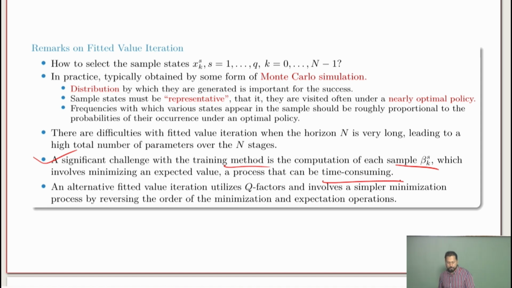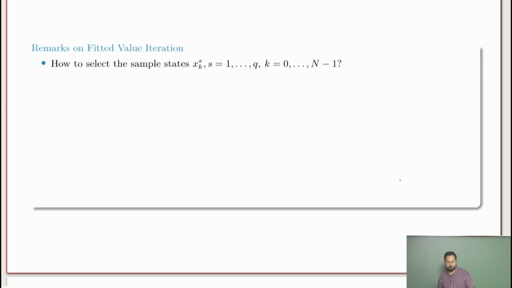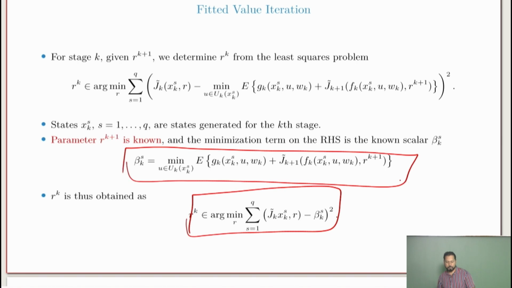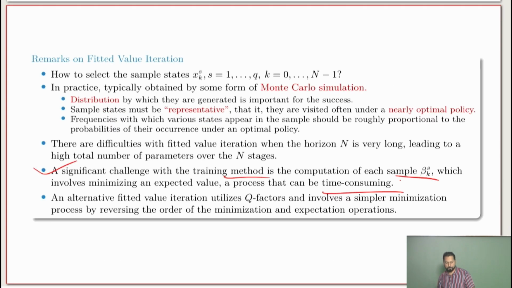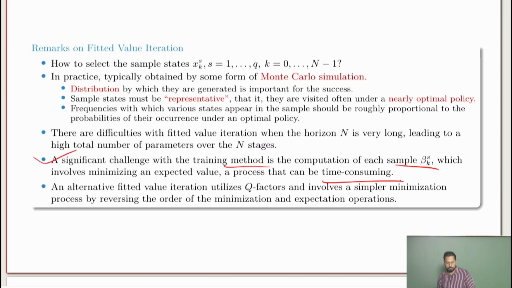An alternative to fitted value iteration will use Q factors, which involve a simpler minimization. This is where we will go next time, where we will reverse the minimization and expectation operations. We will see whether, if we flip, this will make our lives easier. Okay, so we plan to flip the minimum and expectation here in the beta. This is something we will do in the next class.